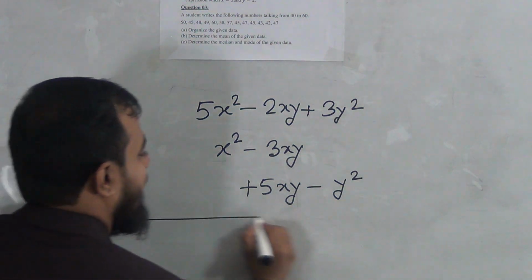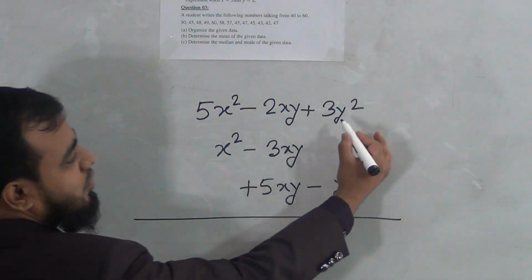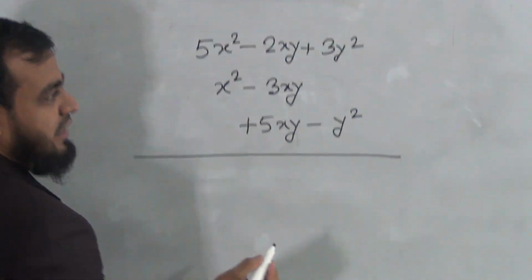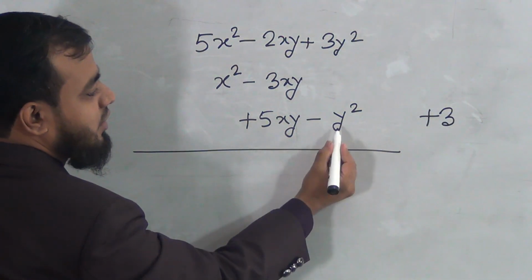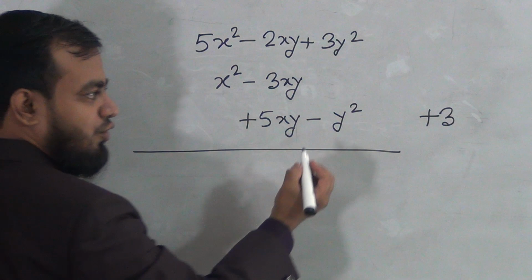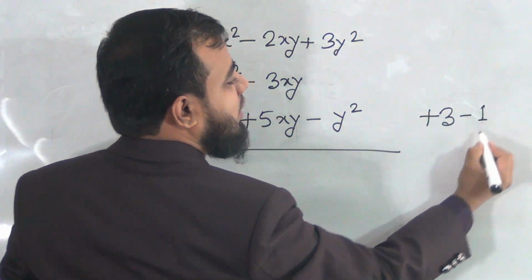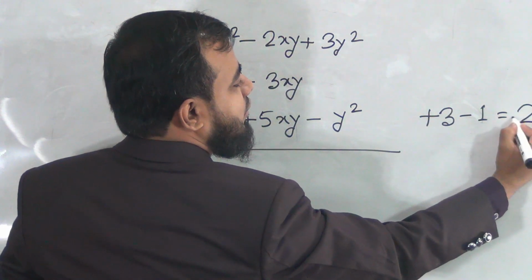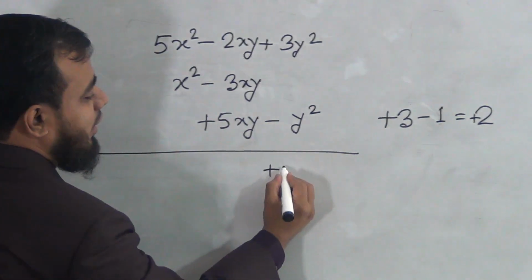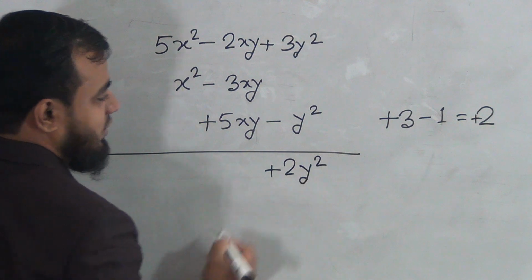You know how to add already. Look, this y square has plus 3 as the coefficient of y square, so our first numeral will be plus 3. This y square has minus 1 as the coefficient of y square, so minus 1 will be our second numeral. That means this is equal to how much? 2. This is equal to plus 2. So plus 2y square will be our result.